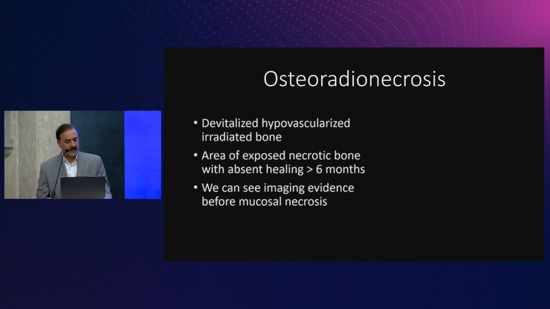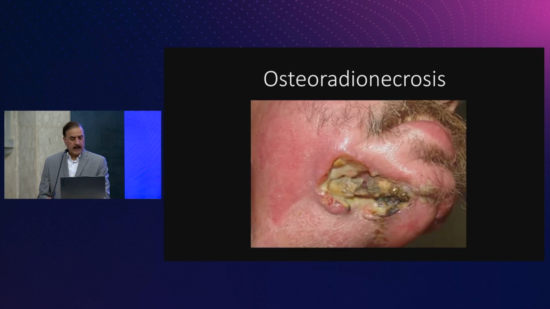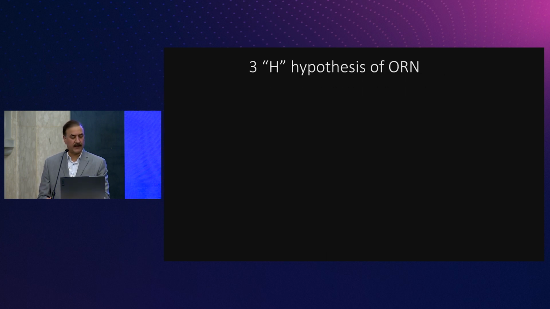And we can see the evidence of the mucosal necrosis as we showed you some examples, and it ultimately gets into the bone and then can cause the osteoradionecrosis. These are all the risk factors for development of ORN. This is how it looks. Macroscopically, very ulcerated, devitalized, hypovascular bone. Looks like it's like a pus-filled cavity.